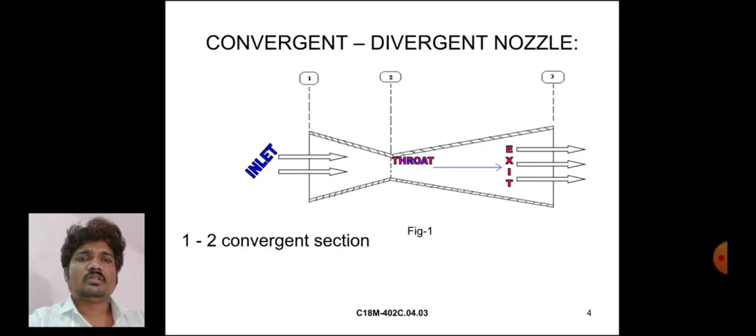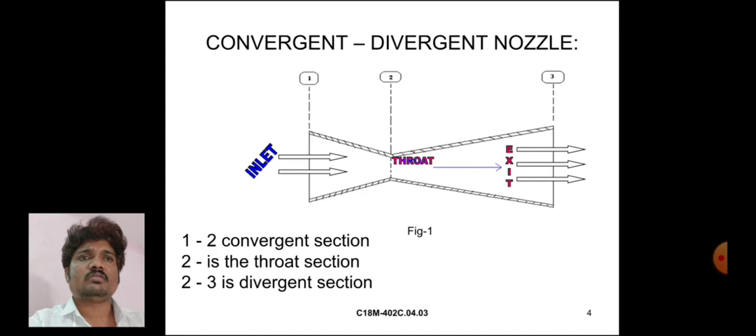1 to 1 is the inlet. Cross sectional area of the inlet is maximum, and at the exit it is minimum in the convergent section. In the divergent section, cross sectional area of the entry is minimum and cross sectional area of the exit is maximum. 2 is the throat section. 2 to 3 is the divergent section. These 3 sections are there in convergent divergent nozzles.